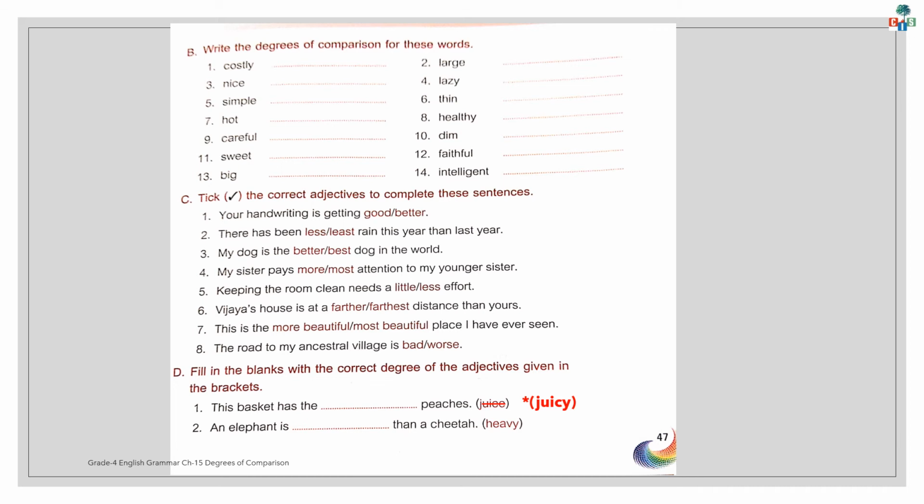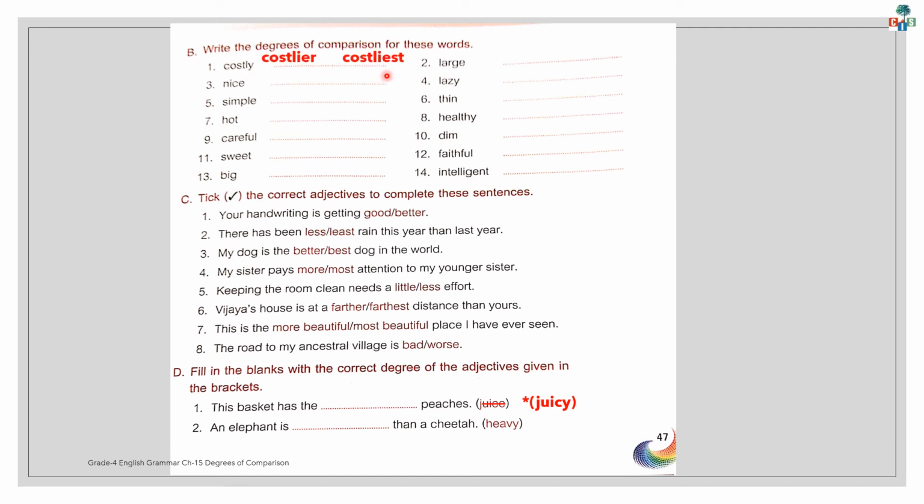Okay, children, see page number 47, exercise B. Write the degrees of comparison for these words. Now, children, here the words are given in the positive degree and you have to write the comparative degrees and the superlative degrees. See the first one, costly. Now, it is in the positive degree and it is ending in letter Y. So, what you have to do, you have to drop the letter Y and you have to add IER for the comparative degree and IEST for the superlative degree. See the answer?